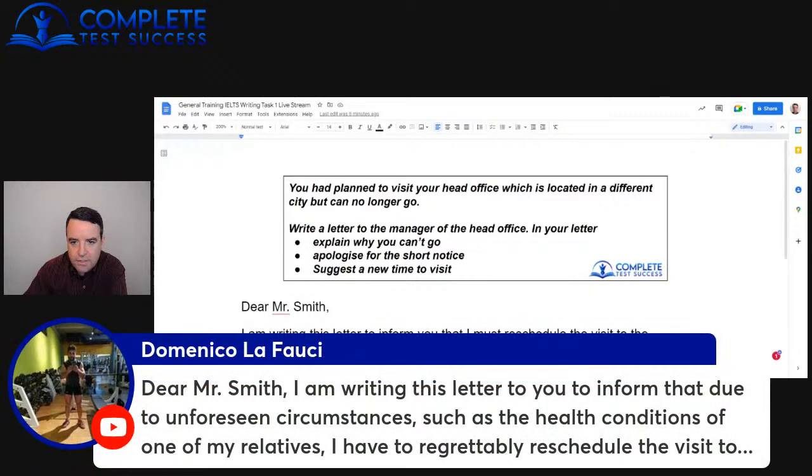Okay, so this looks good, Domenico, but what we're missing is you're saying "such as." So what that would mean is that there are several unforeseen circumstances, and that's just one of them. You're making it overly complicated. Let's just use that as the main idea. So I am writing this letter to inform you that due to the poor health condition of one of my relatives, I have to regrettably reschedule the visit to the headquarters. That would be more focused. So instead of the unforeseen circumstances and then giving an example of one of these several unforeseen circumstances, just use that one example as your main idea. That would be better.